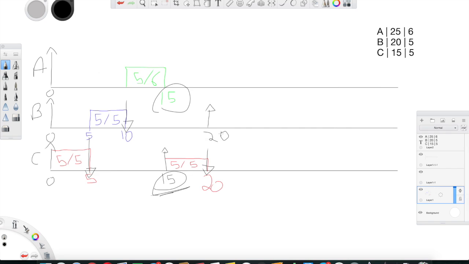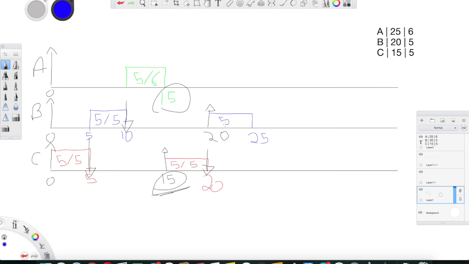Okay, so task C finished, task B arrived. The scheduler will choose task B or task A. It will choose task B. Task B will run for 5 clock ticks because it needs 5 clock ticks, so it will run from 20 to 25.